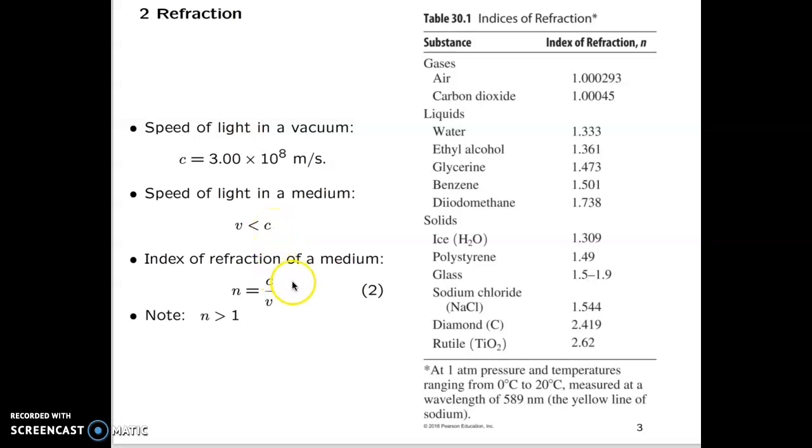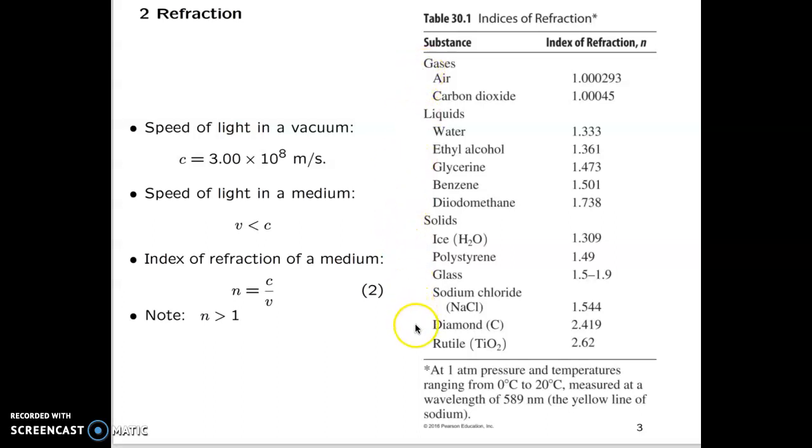So we define something called the index of refraction for that medium that has light traveling with this speed v. The index of refraction is a number n, and it's defined to be c divided by v. And because c is always bigger than v, n is always bigger than 1. So this number, the index of refraction, is unique to every different material, any different substance.